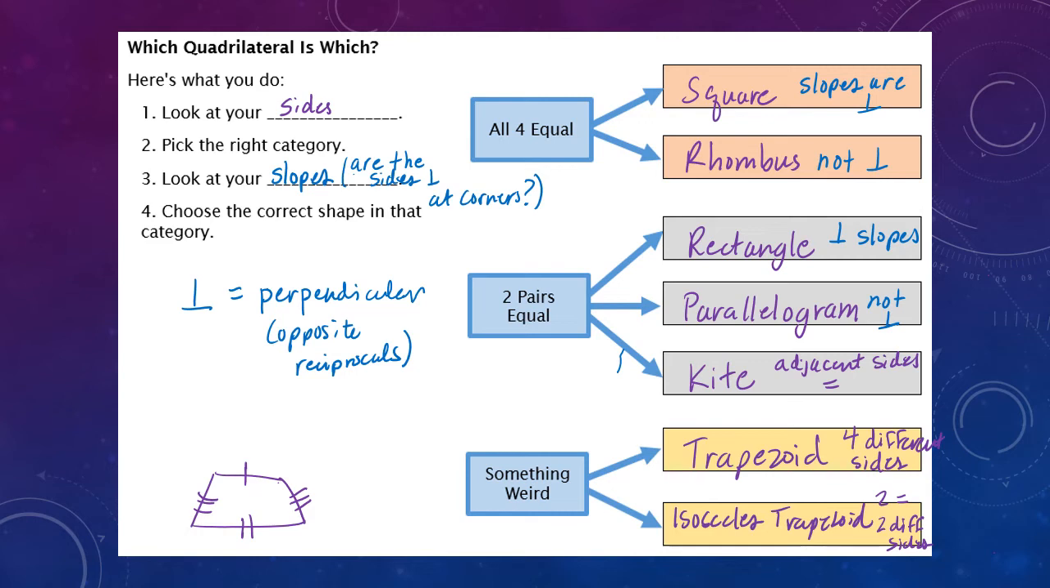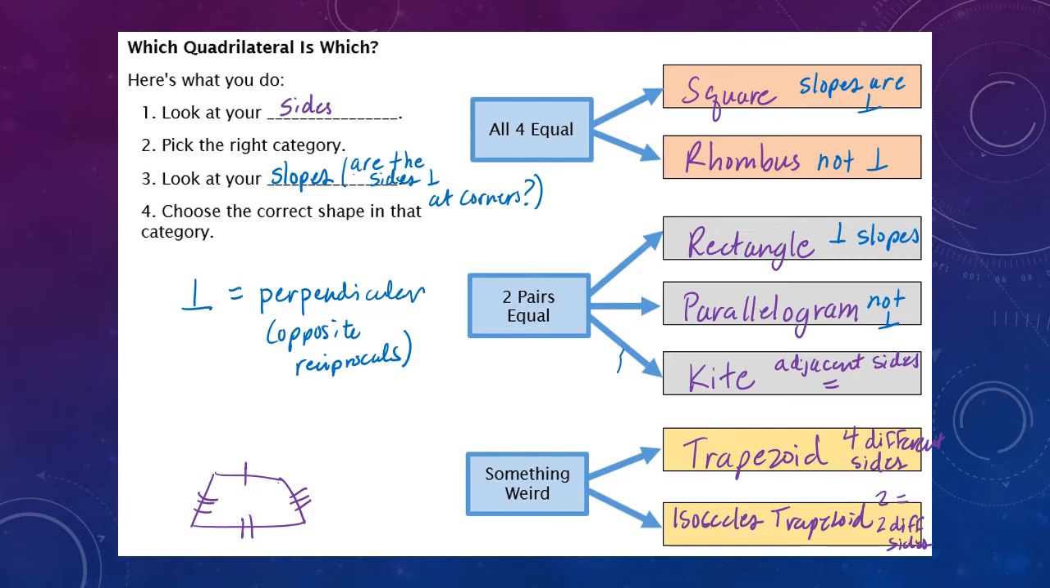So I'm not going to write anything down about slope for kite, because there really isn't much to talk about there. So when you see that you have 2 pairs of equal sides, if you see that your equal sides are opposite, then you're talking about either a rectangle or a parallelogram, and you should look at slope. When you see that your 2 pairs of equal sides are next to each other, it's automatically a kite, and the slopes are irrelevant.